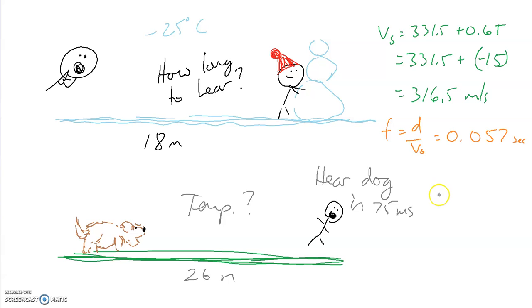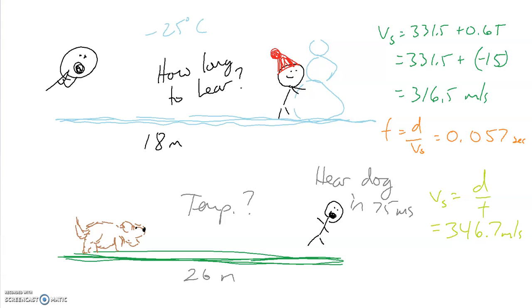Distance and time, we can find our speed of sound, again using basic DTV. Speed of sound would be the distance divided by the time. Don't forget to change the milliseconds into actual seconds, and we can divide the two out. So you got the 26 meters, and we'll divide that by the 0.075 seconds, and we got around 346.7 meters per second. So it looks like it might be kind of warm outside.